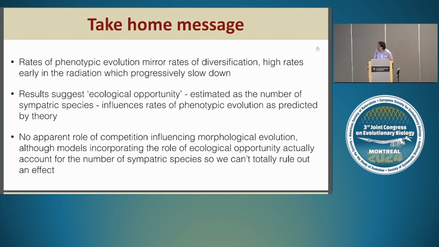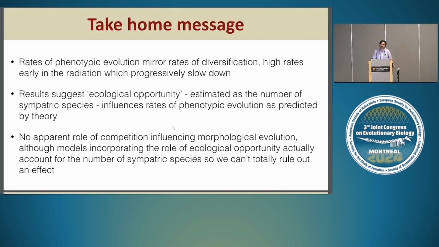So the take-home message is that the rates of phenotypic evolution seem to match or mirror to a certain extent the rates of diversification, which is what's predicted by theory. There also seems to be an effect of ecological opportunity measured as the number of sympatric species, which I understand is not the best way to do it, but it's really hard. How do you measure ecological opportunity in a really good way, right? That seems to influence the rates of phenotypic evolution, which again is what would be predicted by theory.